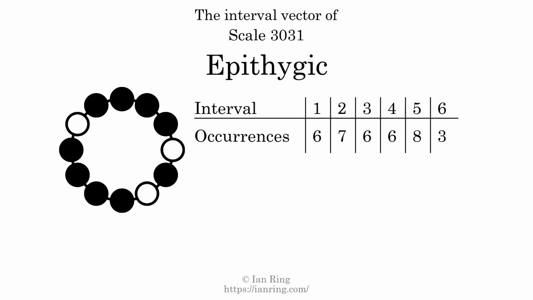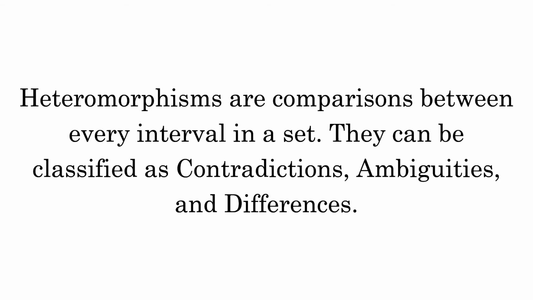There are 3 intervals with the size of 6 semitones. They are here, here, and here. Each interval does not appear in this scale a unique number of times, so this is not a deep scale. Heteromorphisms are comparisons between every interval in a set.